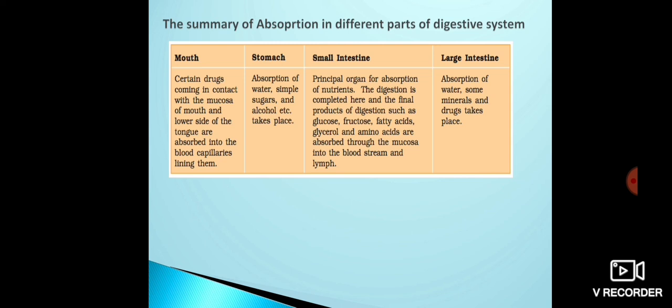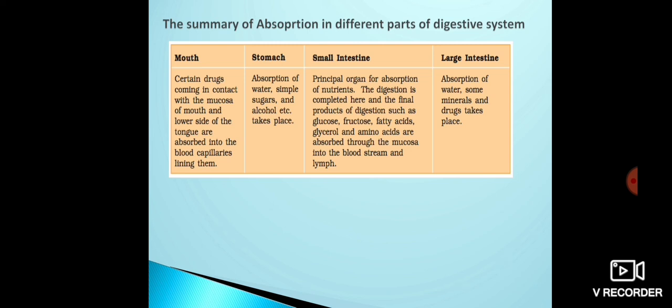So in the mouth, the lower side of the tongue and the mucosa of the mouth absorb substances like drugs and send them inside the blood capillaries. Then when it comes to the stomach, the stomach is going to absorb water and simple sugars and even alcohol also. Then with respect to the large intestine, the large intestine is going to absorb water, minerals, and drugs.